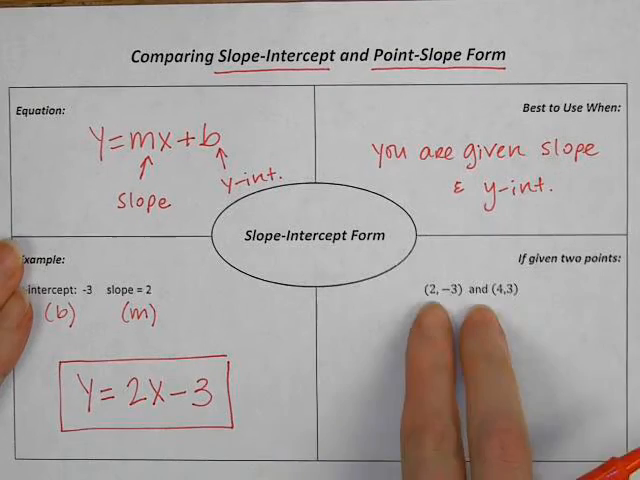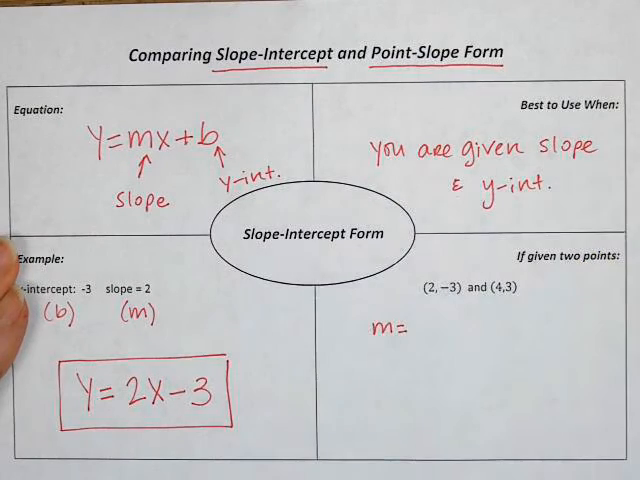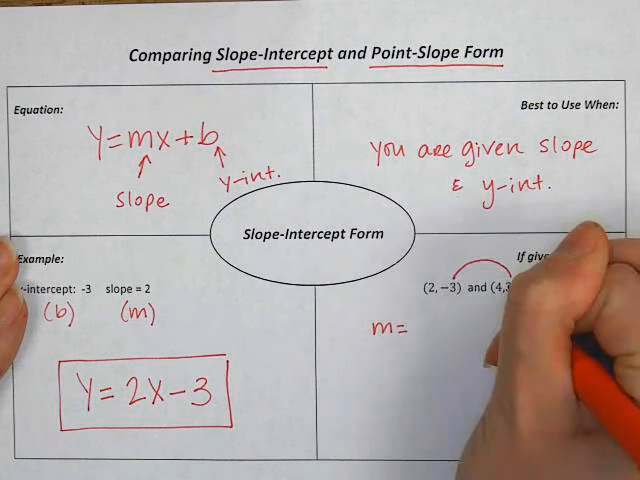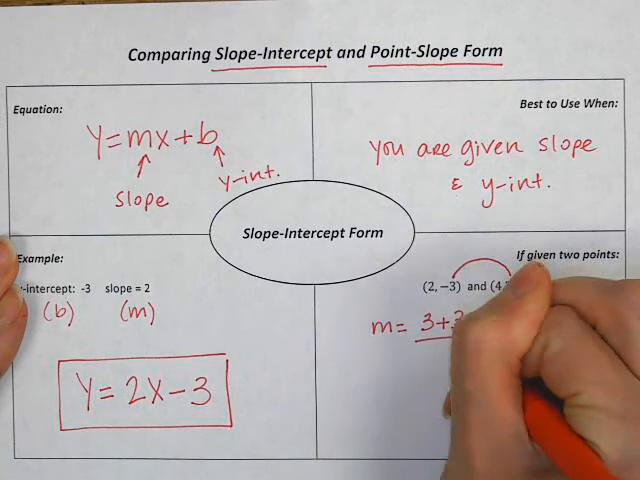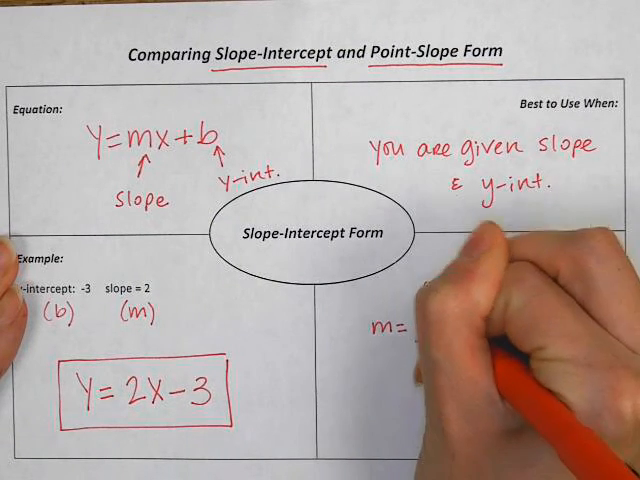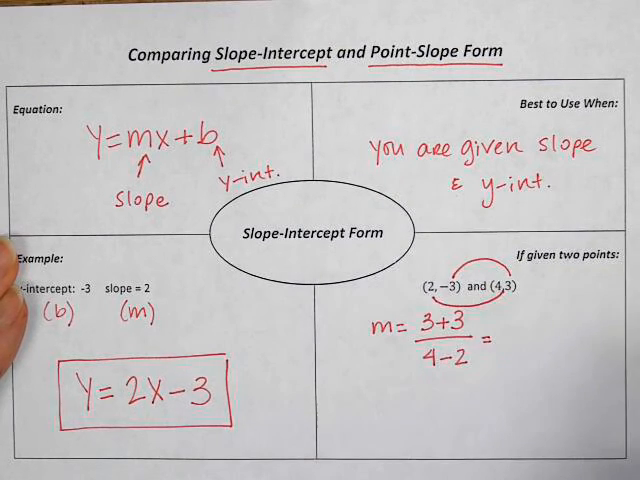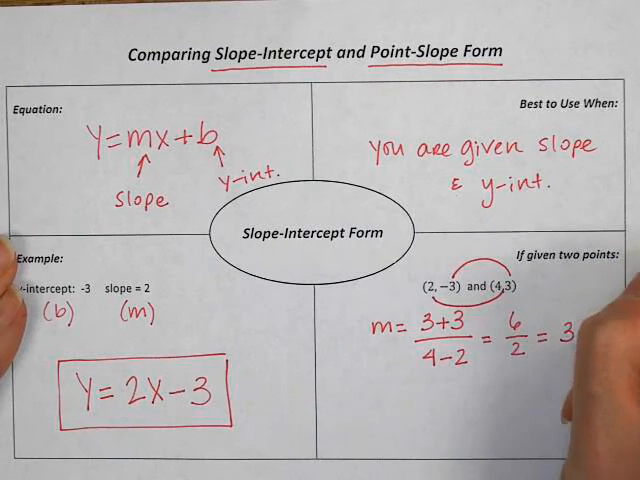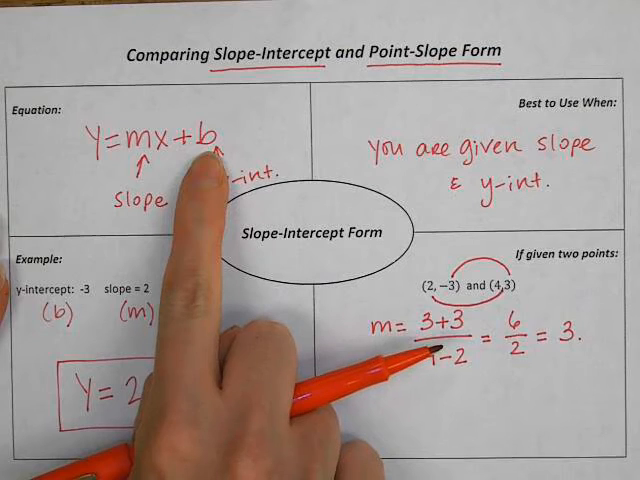If you're given 2 points, you have to start by finding slope yourself. So it's y2 minus y1, so 3 minus a negative 3 becomes plus 3, over x2 minus x1, 4 minus 2. And that reduces to 6 over 2, which reduces to 3. So the slope is 3. But we don't know the y-intercept.